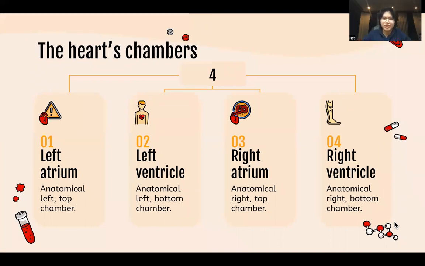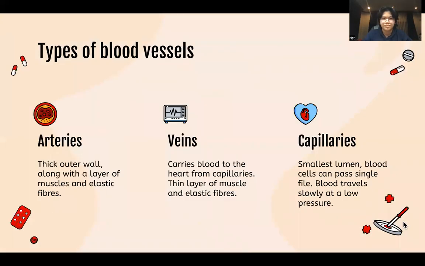Let's move on to the heart's chambers. Now, there's the left atrium, which is anatomical left, which means that if you are standing facing another person, then your right side is their left side. So anatomically, the left atrium is on the top chamber of their left side. And the left ventricle is also on their anatomical left, but it is the bottom chamber. The right atrium is their anatomical right, and it is the top chamber. The right ventricle is their anatomical right, and it is the bottom chamber.